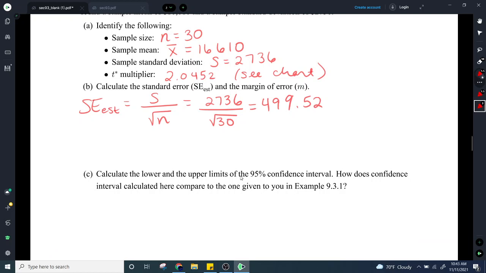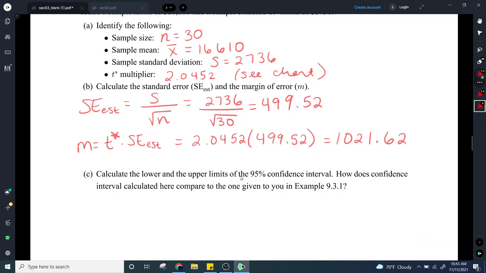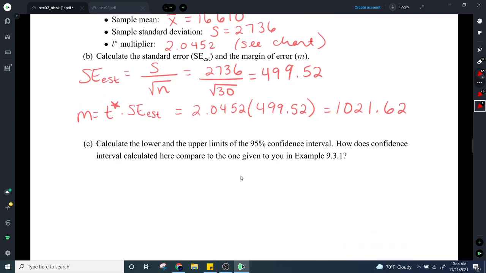Our margin of error, okay, so what is our margin of error? That is t-star times the standard error that we just computed. So the t-star value is that 2.0452 number times the 499.52 that we just computed. So my margin of error is going to be 1,021.62. And once you've got that margin of error, the confidence interval is a piece of cake.